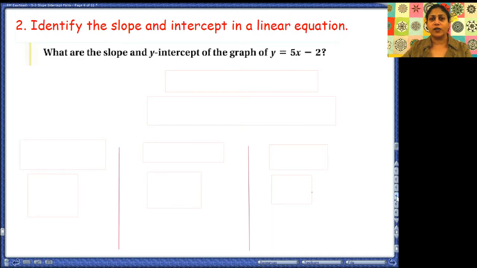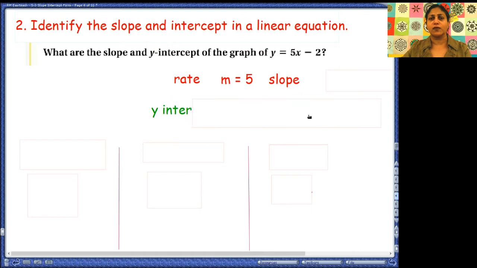How to identify the slope and the intercept in a linear equation. So here we have y equals 5x minus 2. So the rate is m, which is 5. That's your slope. And the y-intercept is negative 2. So that's your intercept form. So m is 5, b is negative 2.